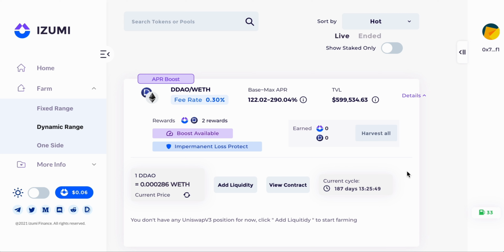The data shows that for the pool we have launched at this stage, the current APR is about 100% to 300%. We have invested a lot of liquidity reward.